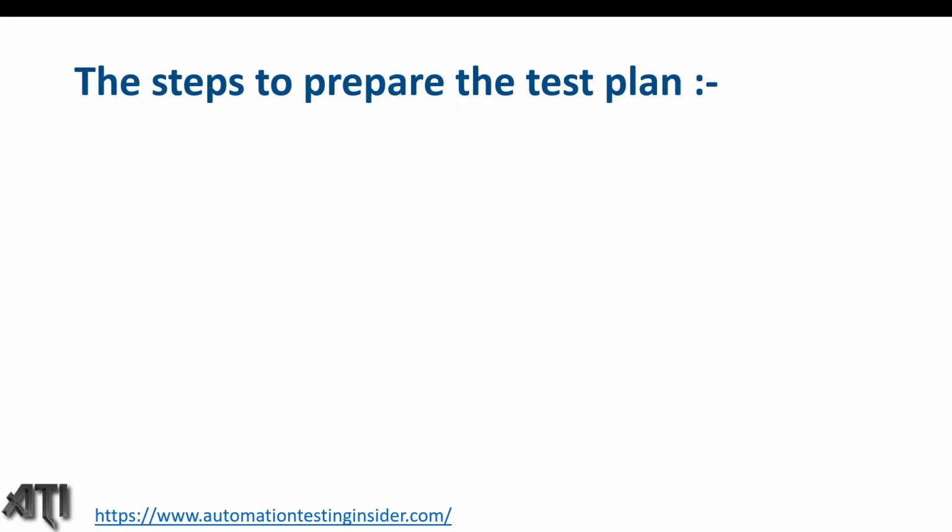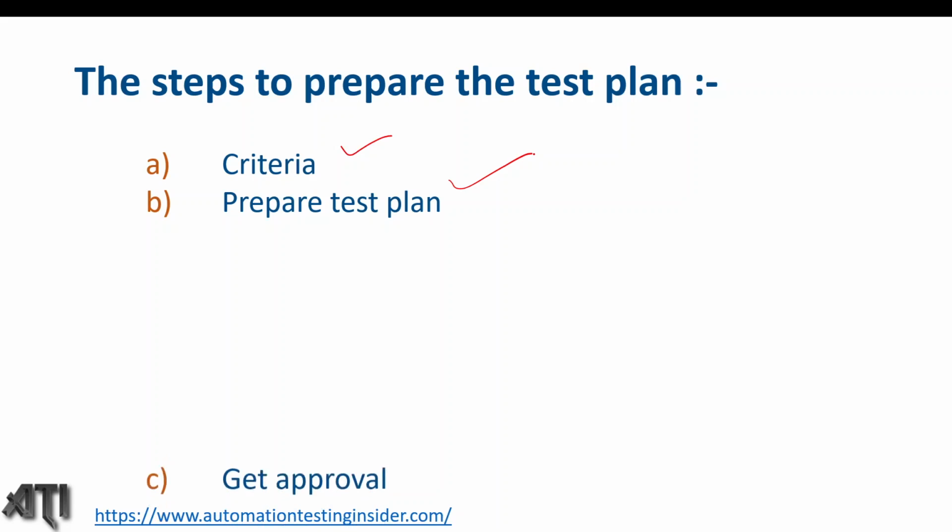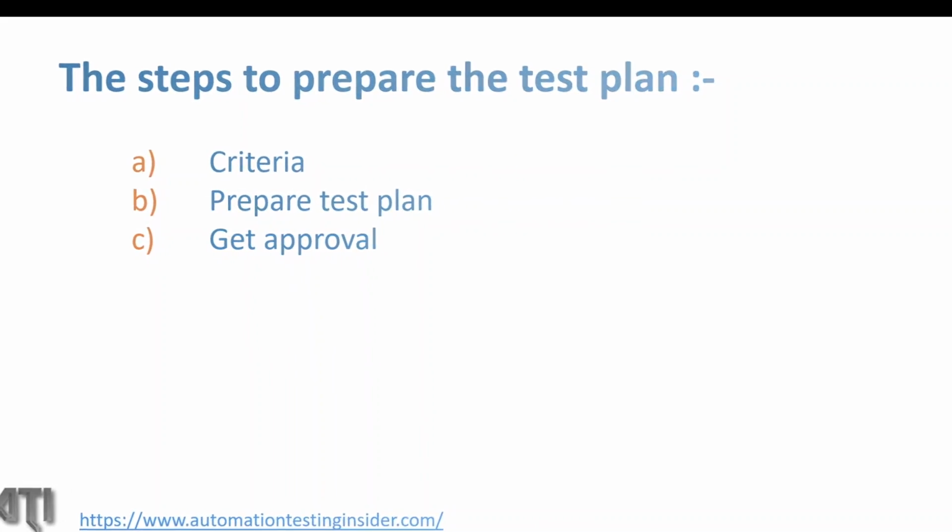The steps to prepare the test plan. So what are the different steps to prepare the test plan? The first thing is criteria, or you can say prerequisite criteria, to prepare the test plan. Second is to prepare the test plan, and third is to get the approval of the test plan from the test manager. Once it is done by the senior test member or test lead, it should be approved by the manager or test manager.